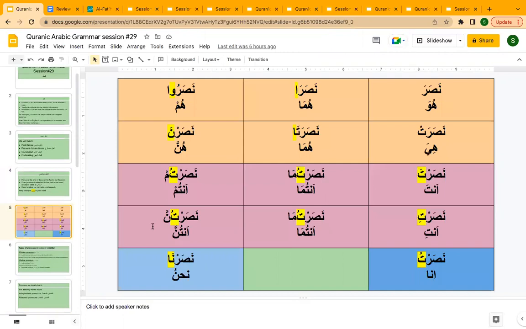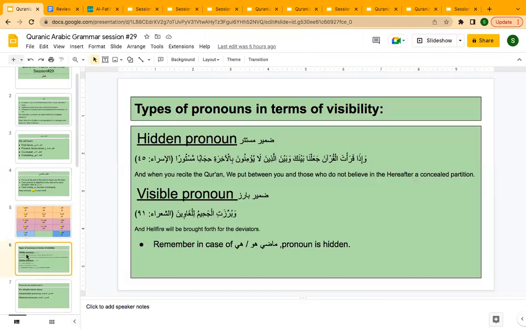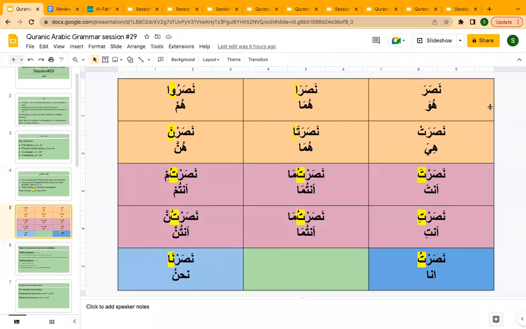Alhamdulillah. Okay, so we learned about something called hidden pronouns and visible pronouns. Nasara, does it have dhamir baris or mustatir? You are going to write B for baris if it is visible, and M for mustatir. Sister Aisha is already on board with the abbreviation, and she has answered that it is mustatir because you do not see anything. When I take you to Nasara with an alif ending, the dhamir is baris, and you can see it. This alif is telling you how many?